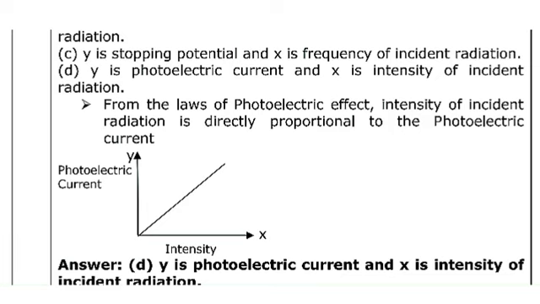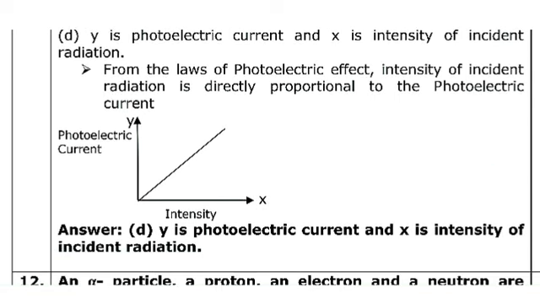According to that, we have this as our graph, the photoelectric current versus intensity graph. What is the correct answer? Y is photoelectric current and X is intensity of incident radiation. That is, along the y-axis we have photoelectric current and along the x-axis we have intensity.